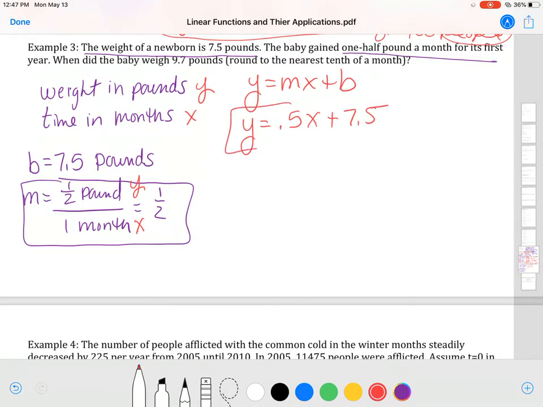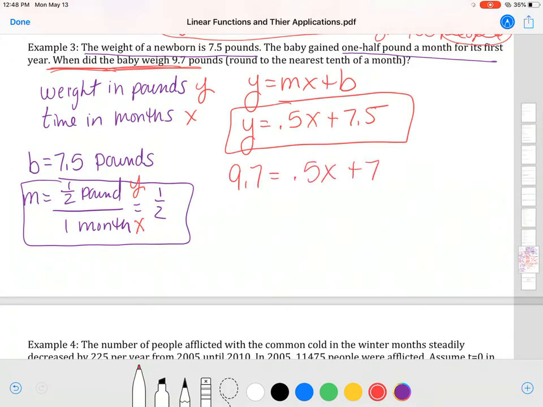Now, this is our equation, but the problem asks us to then use our equation to figure out when the baby will weigh 9.7 pounds. Okay, so when is giving us a hint. They want us to find the x, the time in months, because it's asking us for when, and they're giving us the pounds, 9.7 pounds. So I'm going to plug in 9.7 in for the y and solve for x.